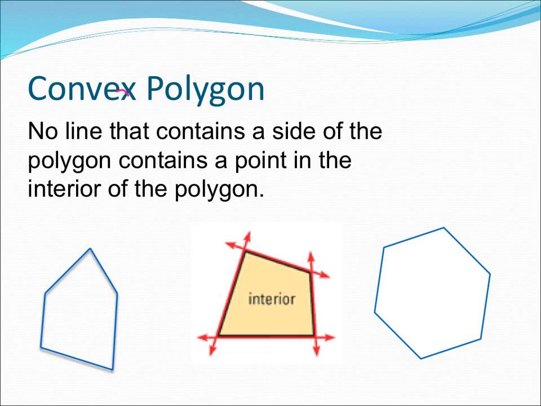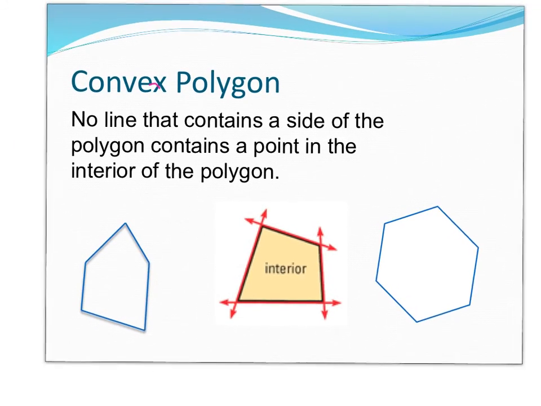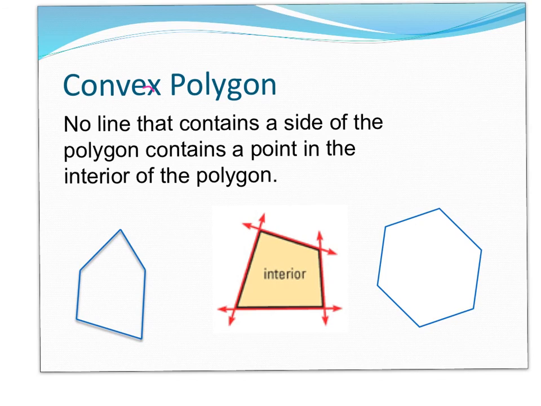All right, convex polygons. So a convex polygon would be one in which no line that contains a side of the polygon contains a point in the interior of the polygon. So if I were to extend each side, would any part of that line that is extended go into the interior of a polygon, okay? If it does, then it's not convex. They actually call it concave, okay? If it doesn't, then it's convex.